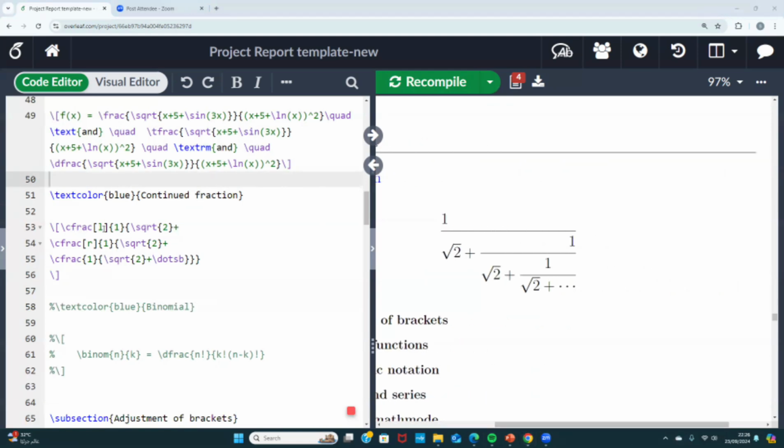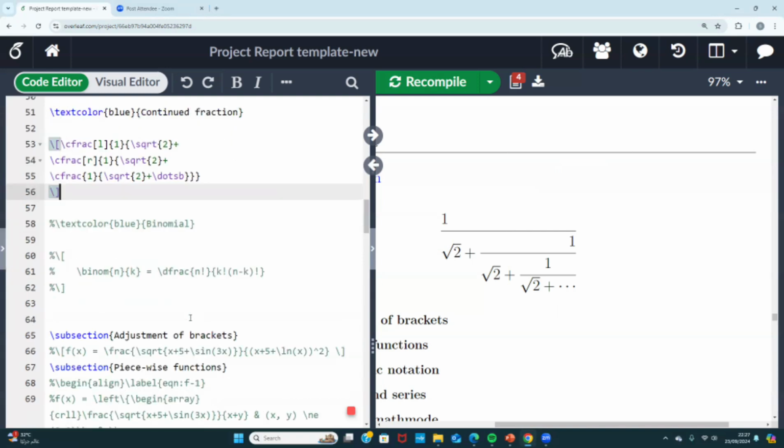So cfrac 1, okay, and then 1 over square root 2, then \cfrac[r]. Here it is \cfrac[l], \cfrac[r], \cfrac[l]. This means left aligned and right aligned. And then square root, and then here is square root again continuing, and then dot, 3 dot, and then like this. This way you can define the continued fraction.